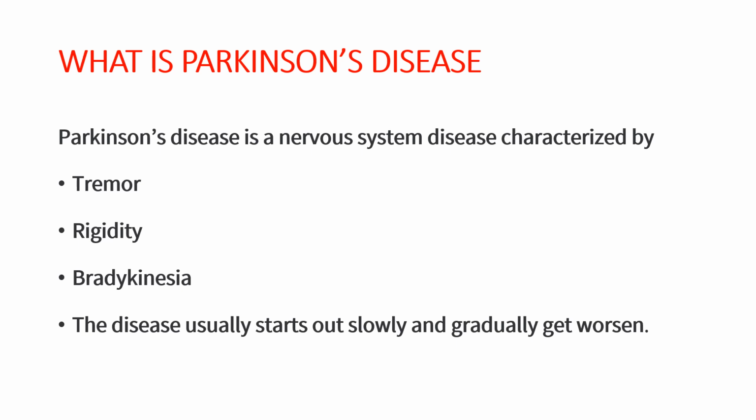This disease usually starts out slowly and gradually gets worse. The symptoms occur slowly, and then they get worsened. So in the first stage, we can't identify it, and others can't notice that the patient has Parkinson's disease, especially in the early stage. So we will see what tremor, rigidity, and bradykinesia are.